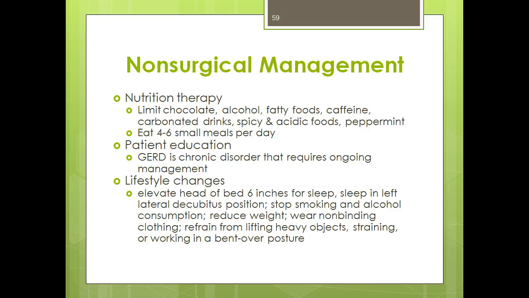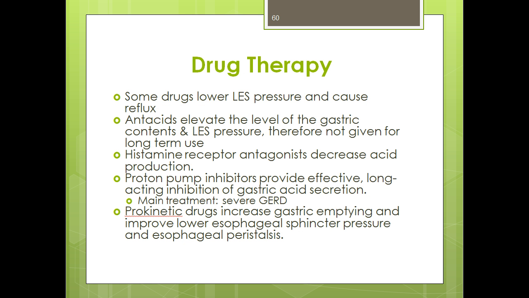A lot of times what they encourage is people to elevate the head of the bed for sleep about 6 inches. So you want to sleep in left lateral decubitus position. Stop smoking and reduce alcohol consumption. Reduce your weight. Wear non-binding clothing. Refrain from lifting heavy objects and straining or working in a bent over posture. So you have to make sure you have good ergonomics. Those are the non-surgical management.